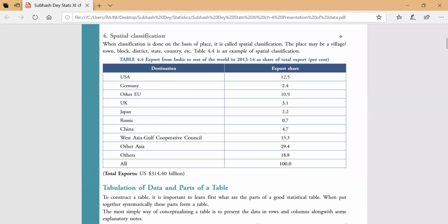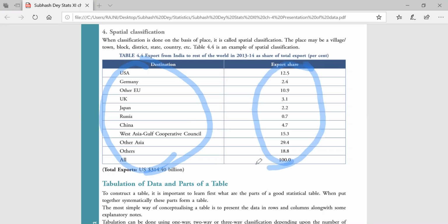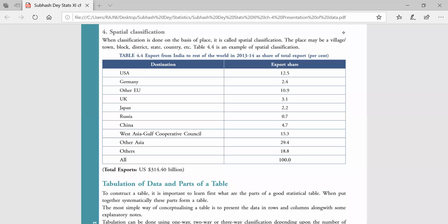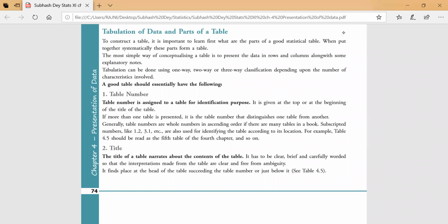After that, spatial classification. Spatial classification is mainly done on the basis of geographical areas, the space occupied. It can be any state, city, country, or any variety of geographical area, and then the data is represented. These were the simple basics of the tabulation of data. After that, we will discuss the main topic related to tabular presentation, that is, what the different parts of a table are.